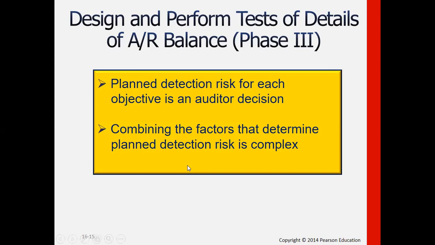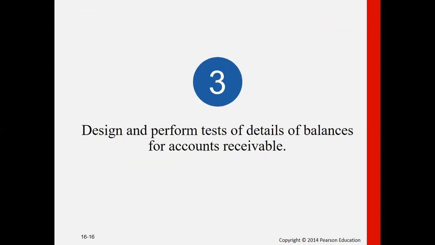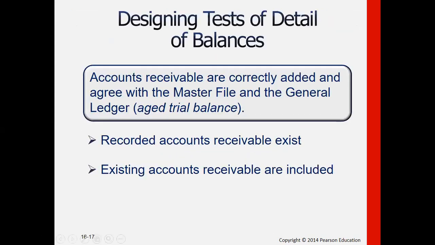And we combine the factors that determine plan detection risk, which is somewhat complex. Next, design and perform the tests. For AR, we have to make sure that the balances are correctly added and agreed with the master file and the general ledger, and the aged trial balance. Again, the aged trial balance will show us the days outstanding of the accounts receivable. And then normally we multiply that with the percentages uncollectible.